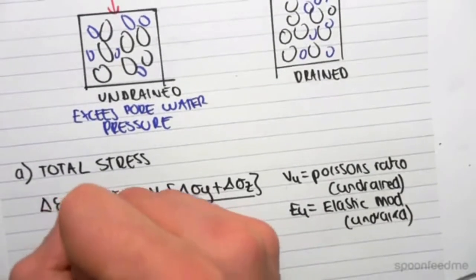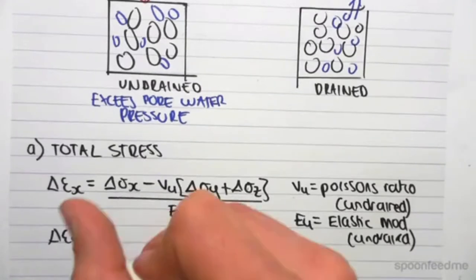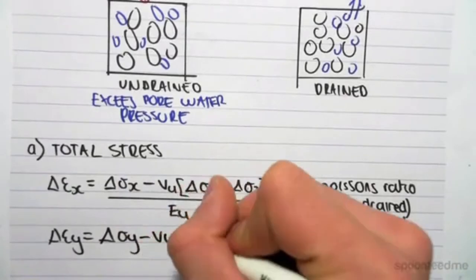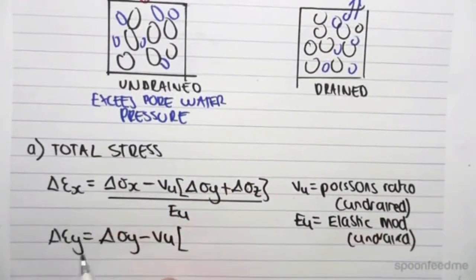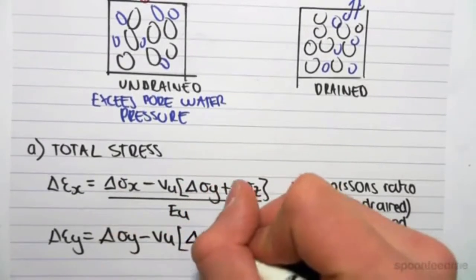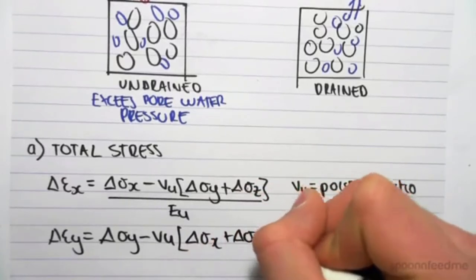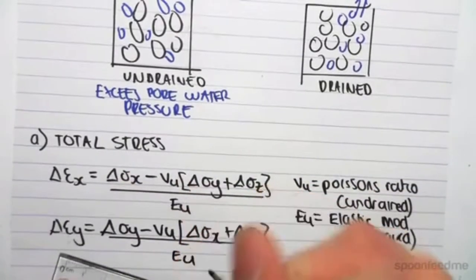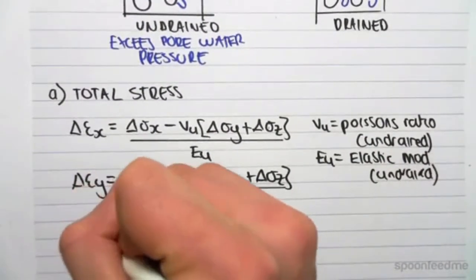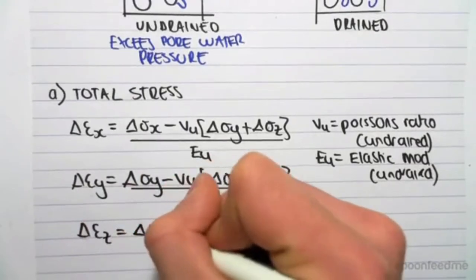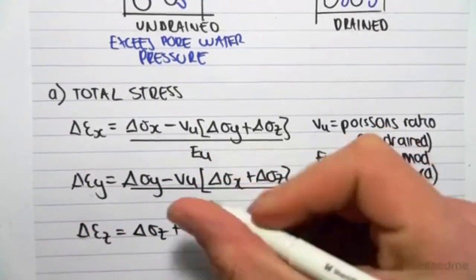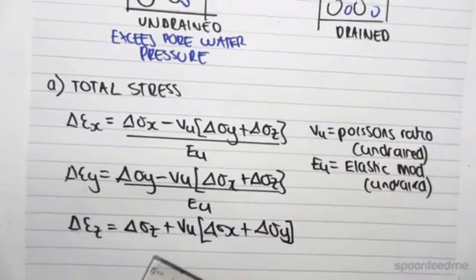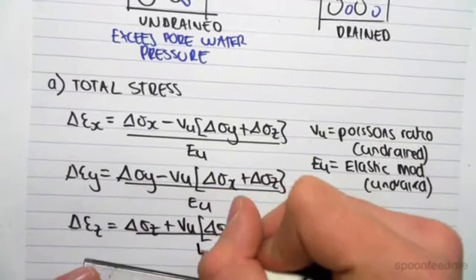We can then do the same thing in the y direction, so we're going to develop all 3 dimensions. This would be change in y, so I'm just replacing, so this was for x, this is for y, and the remainder goes in here, so that would be x and z, and this is all over E_U. And as you could guess, the strain in the z direction would be change in sigma z plus V_U, change in x plus change in y, all over E_U.